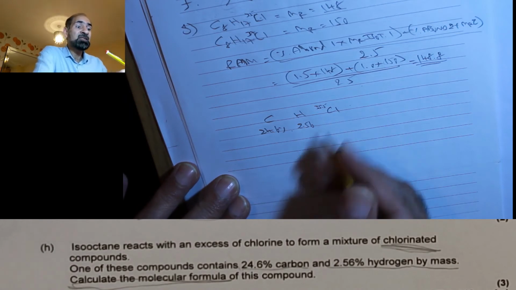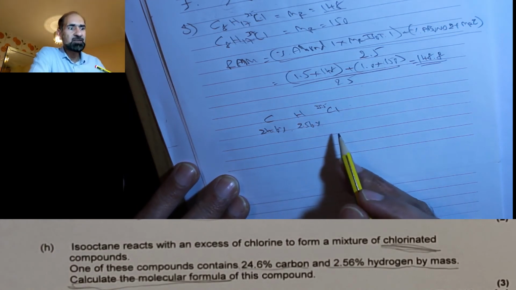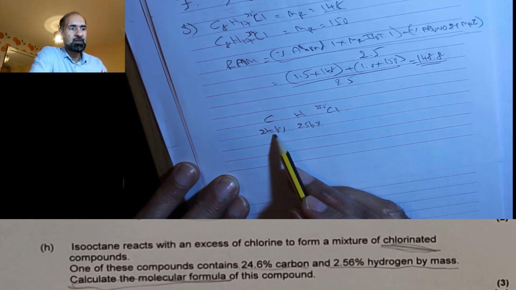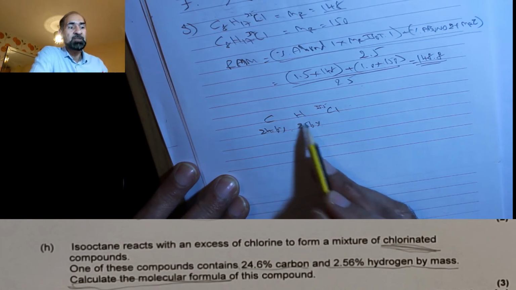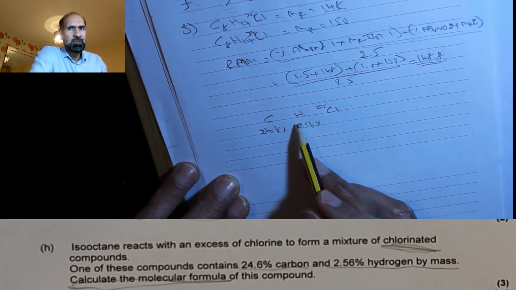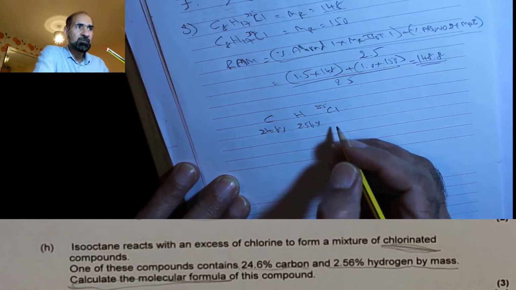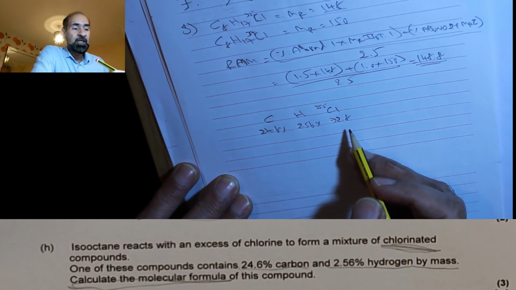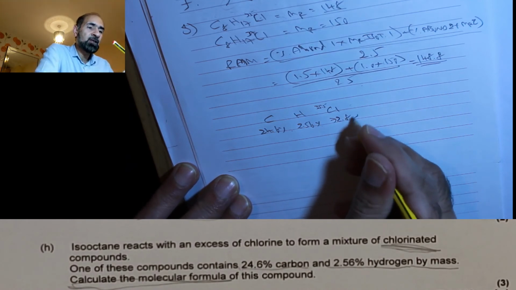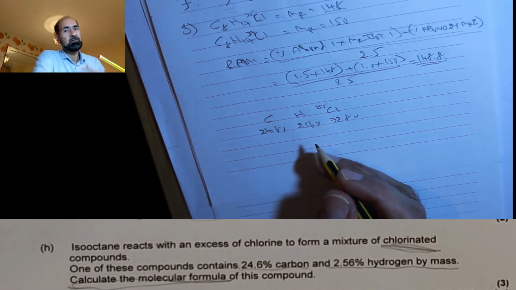Now what percentage? Well, if you've got this percentage of carbon and this percentage of hydrogen, then it's a simple sum to work out: 100 minus all of that. So the percentage of chlorine would be 72.8%.